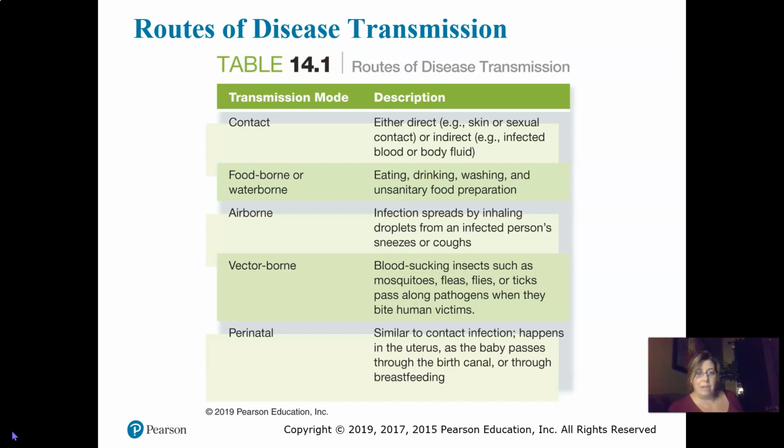Airborne, infection spread by inhaling droplets from an infected person who sneezes or coughs, which is what we're experiencing currently. Vector-borne. This is blood-sucking insects like mosquitoes, fleas, ticks, flies. They pass along pathogens when they bite their human victim. They pass that secretion along from one person to the next. And then perinatal, similar to contact infections, that happens in utero, as the baby passes through the birth canal, or through breastfeeding. So multiple routes of disease transmission.